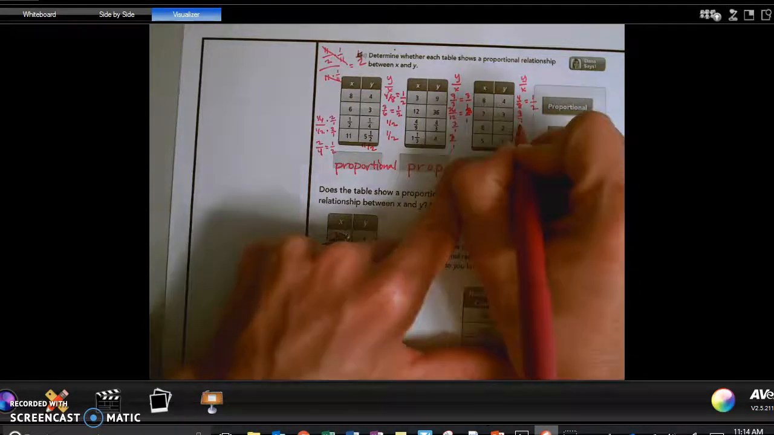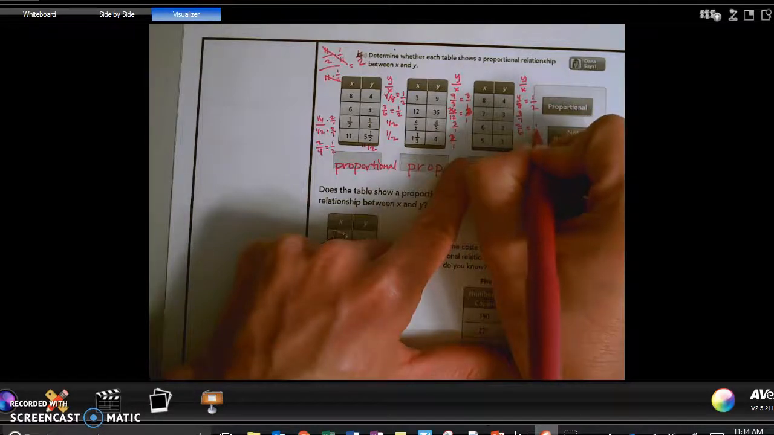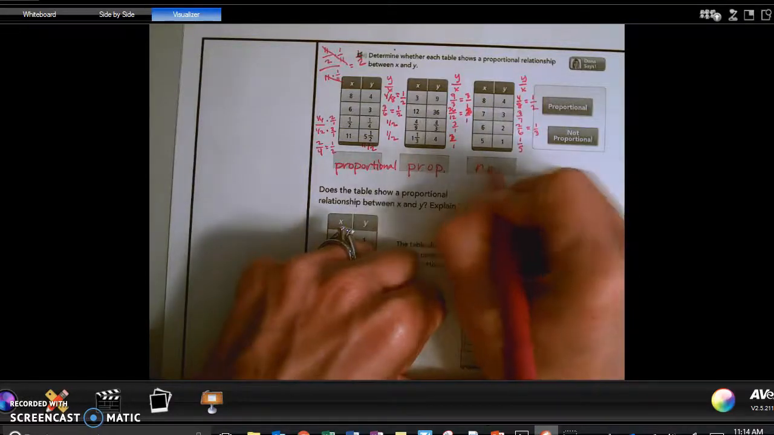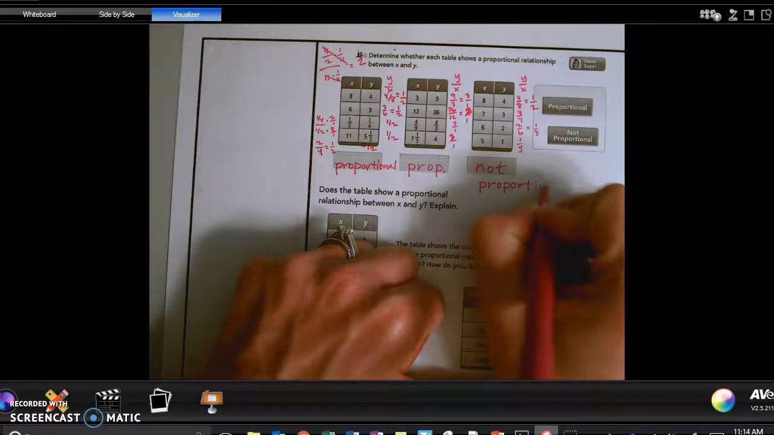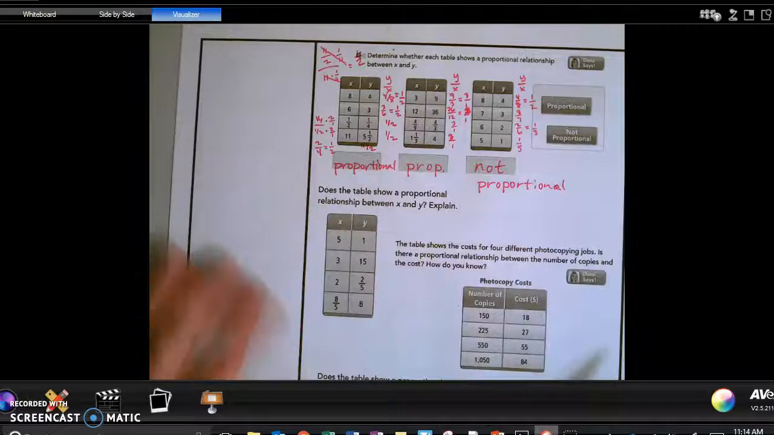Let's check the last two rows. 2 to 6 would reduce to 1/3, and 1 to 5 is already reduced. So this one is not proportional. Not only did I not have a common ratio, I had a different ratio in each row.